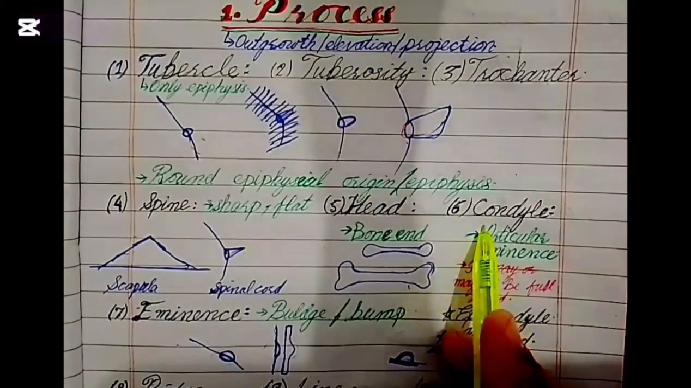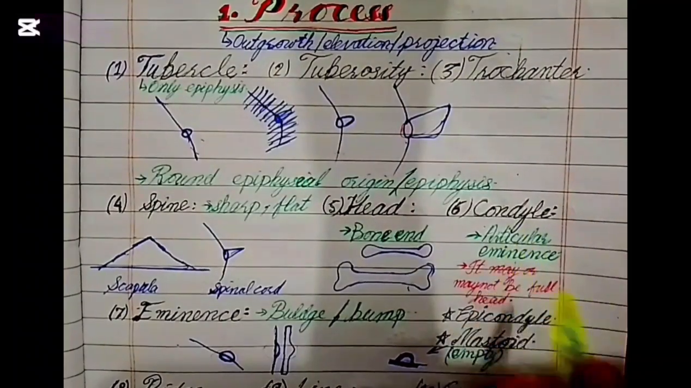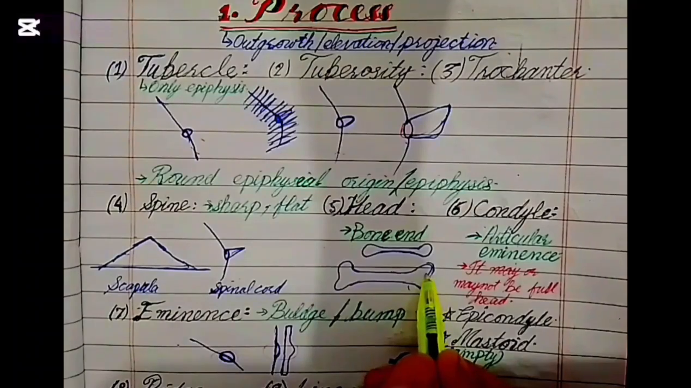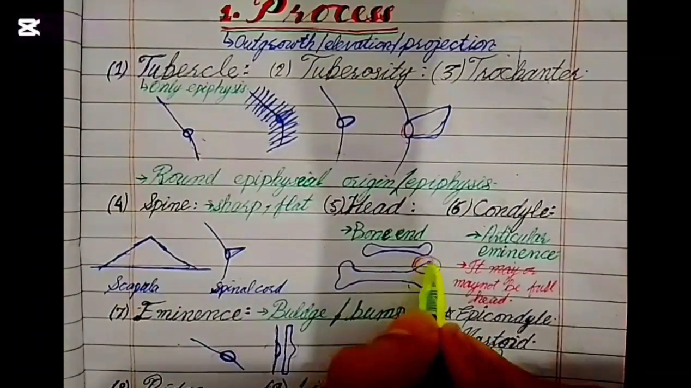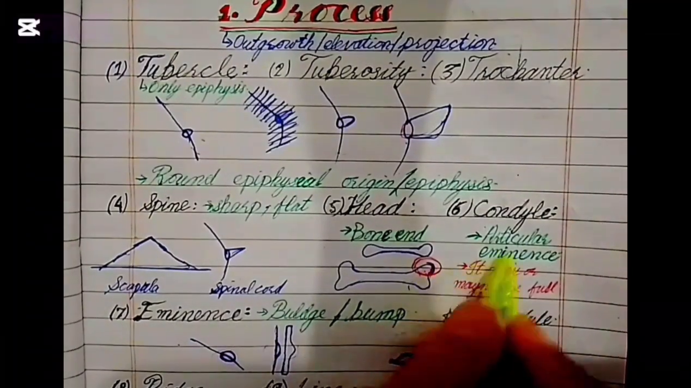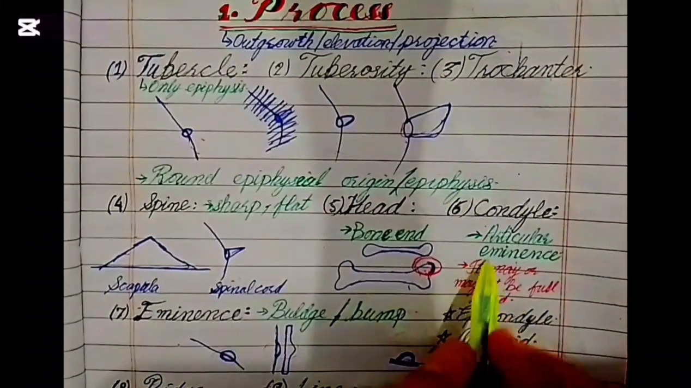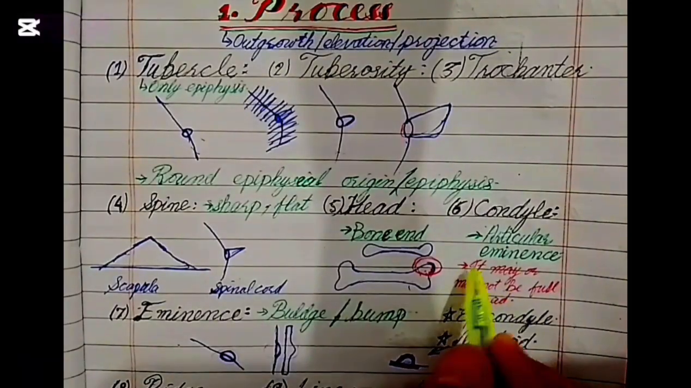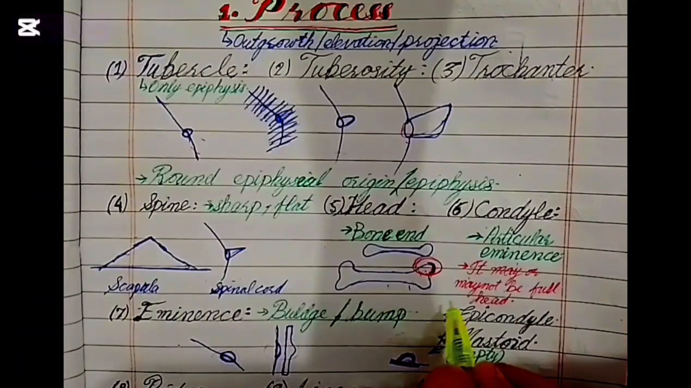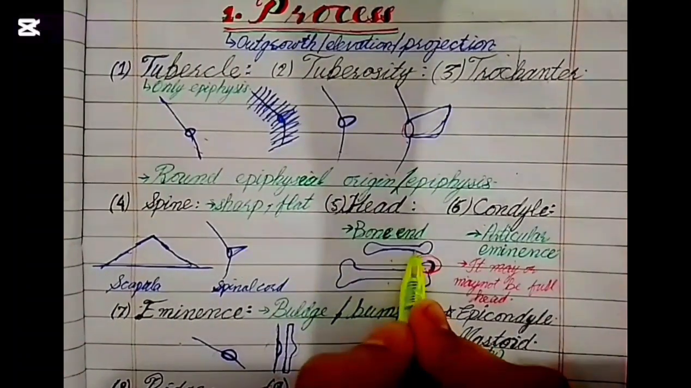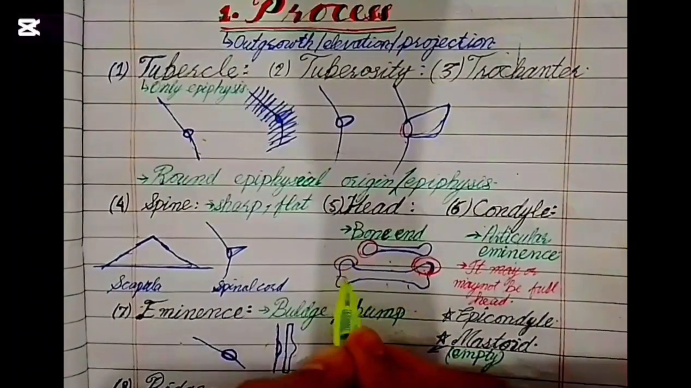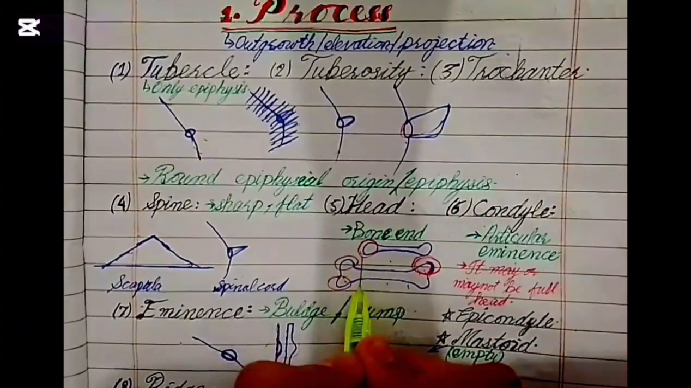So condyle. What is condyle? Condyle is the articular eminence. When we look at the end of the bone, there is an articular surface here, and this is the eminence. So the articular eminence is known as condyle. In some bones the condyle may be equal to the head, or the condyle may be a part of the head. As we look at this bone, the condyle and head are the same, but in this bone there are two condyles, and this all is the head.